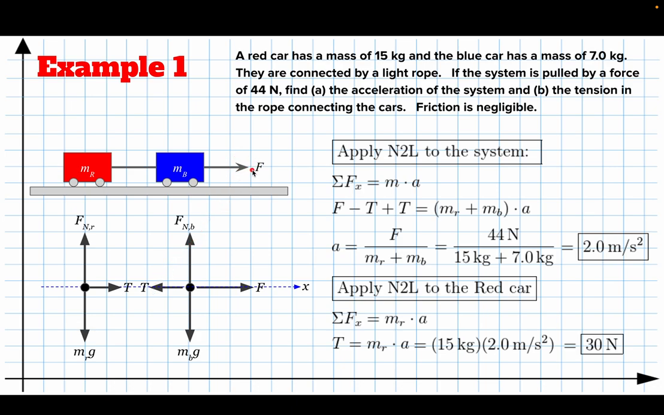44 newtons is applied to the system. 30 newtons is the tension in the cord back here. Does it make sense that more than half the tension is back here? Well, yeah. This is a heavier car, and so it takes 30 newtons of force to accelerate it. On this guy, the net force is 44 minus 30, or 14 newtons, so the net force on the blue car is 14 newtons, which causes its mass of 7 kilograms to accelerate at 2 meters per second squared.